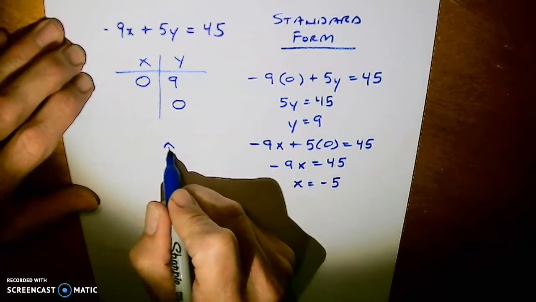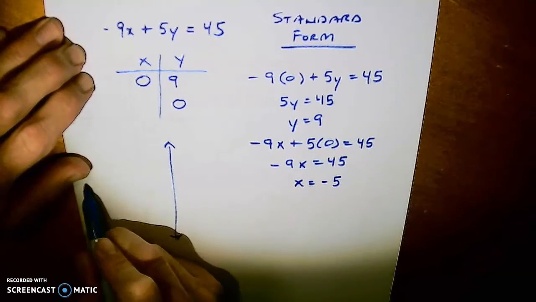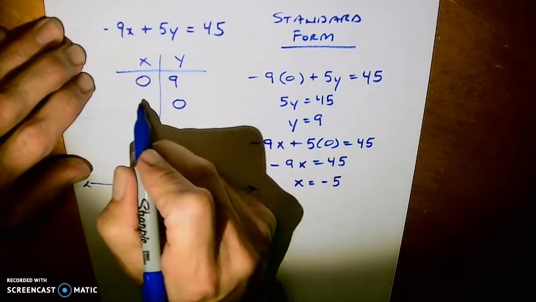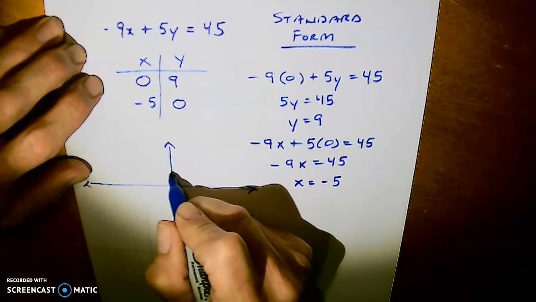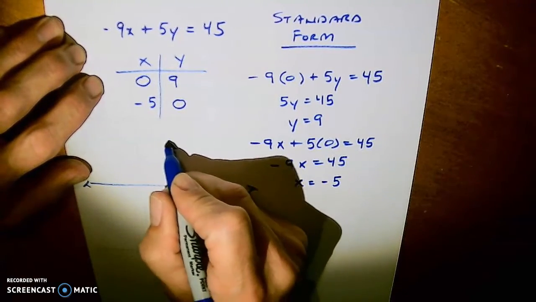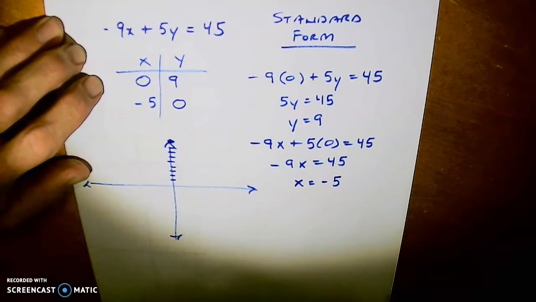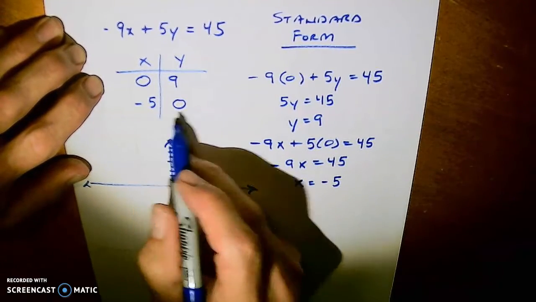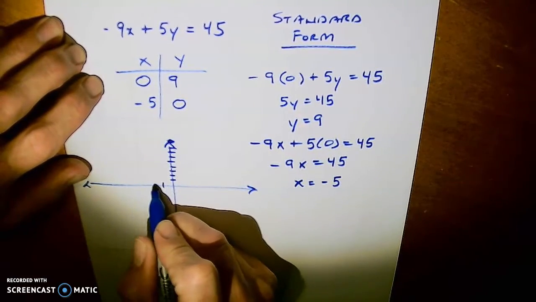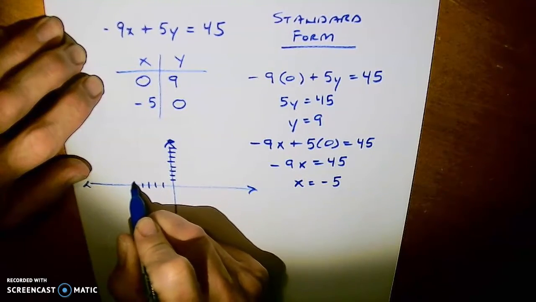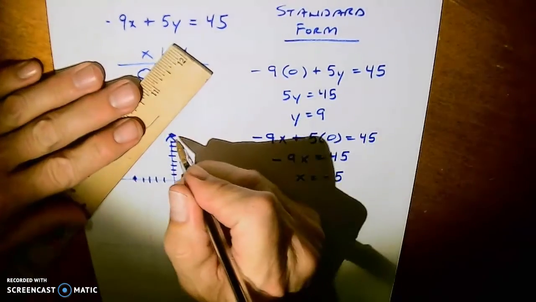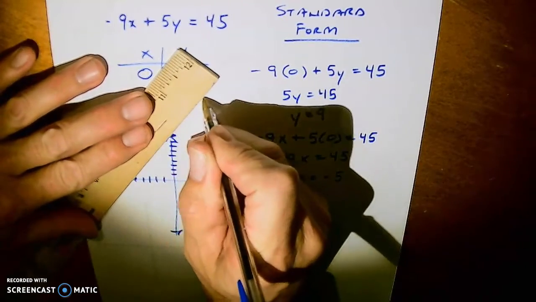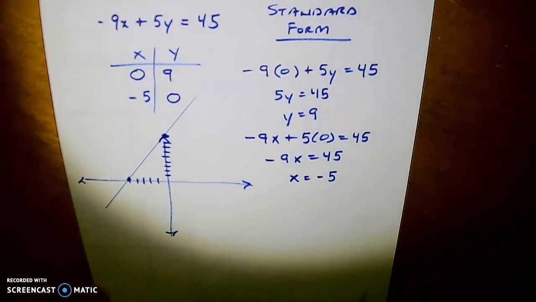So when we want to graph this, one of our points is 0, 9. 1, 2, 3, 4, 5, 6, 7, 8, 9. We go up there. And our other point is negative 5, 0. 1, 2, 3, 4, 5. Negative 5, 0. And we would simply, and I think in Khan Academy you're just dragging your points here, create the line that way.